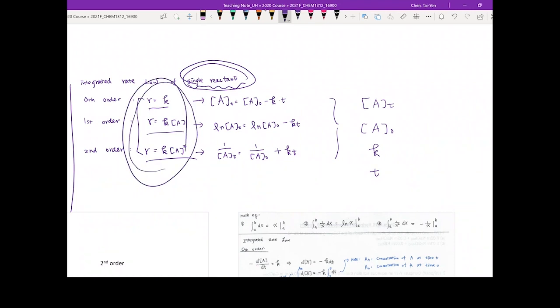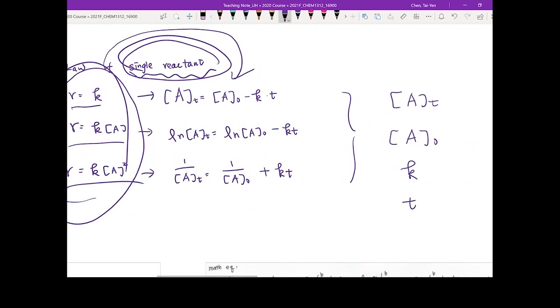You need to go from here to here. One new parameter actually shows up, which is your time. So whenever you see a question talking about the time, that means you are going to use the integrated rate law to solve the problem. And then here we only talk about zeroth order, first order, second order. That's pretty much all the orders you're going to encounter for this chapter.